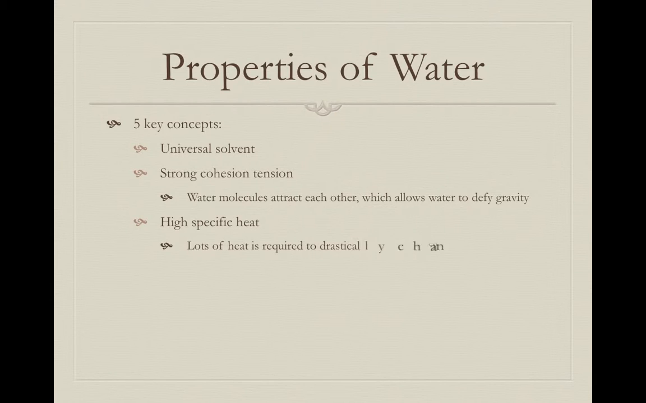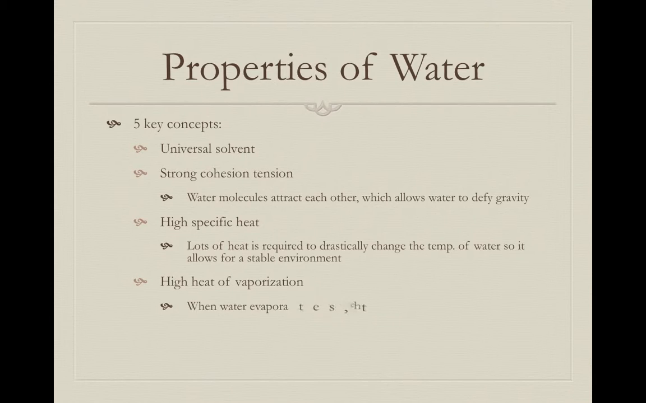Water also has a high specific heat. So lots of heat is required to drastically change the temperature of water, so this actually allows for a more stable environment. And actually, the marine biome is probably the most stable biome on this planet because it takes a lot of heat for the water to drastically change temperature.